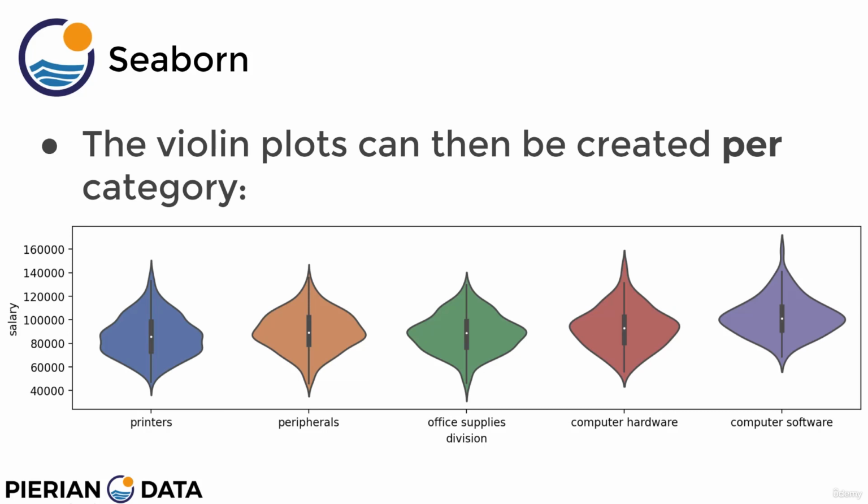And so of course then I could have violin plots per category. So here I can see the salary per division being worked in, whether you work in printers, peripherals, office supplies, etc. So we can see there's kind of like a little mini box plot at the center of those violins.